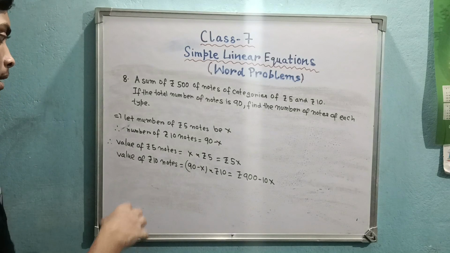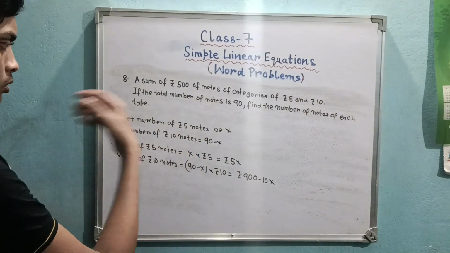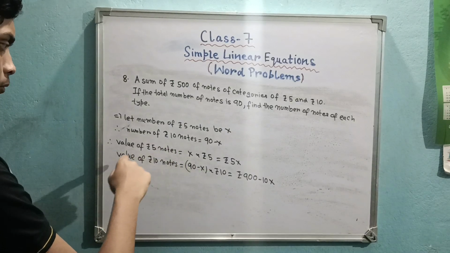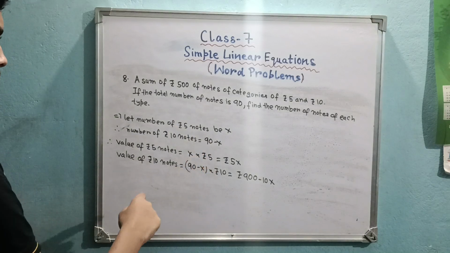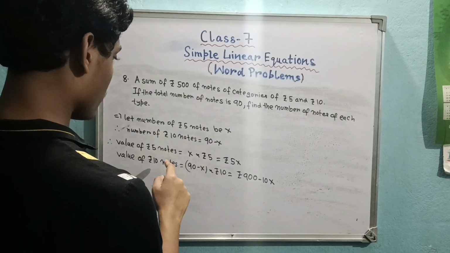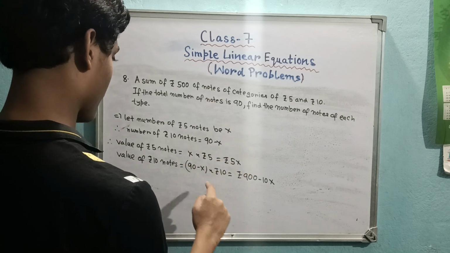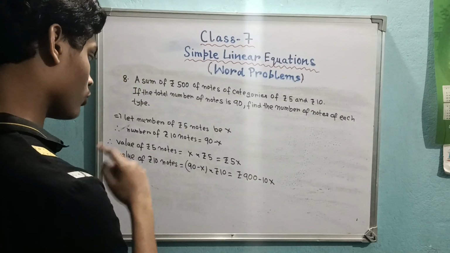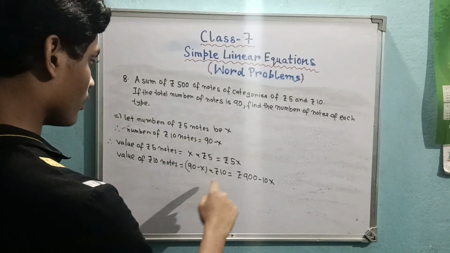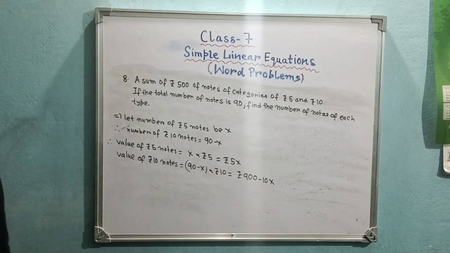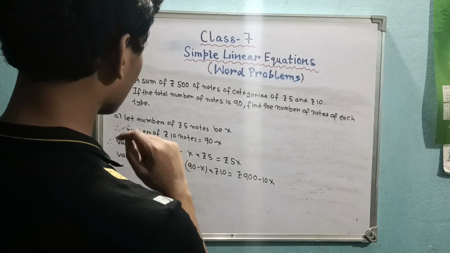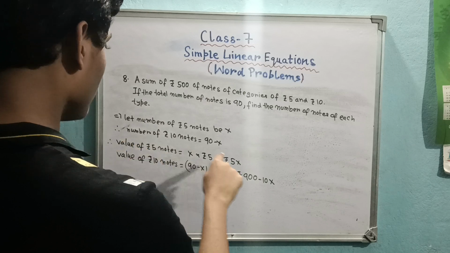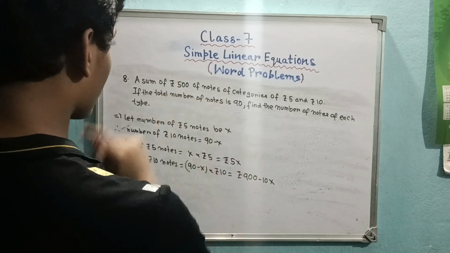So we have got the number of notes of rupees 5 and rupees 10 in terms of x, and their values. The value of rupees 5 notes is x notes into rupees 5, that is rupees 5x, and the value of rupees 10 notes is rupees 10 into 90 minus x notes. Now it is given that the total sum is rupees 500. That means by adding these two values, we will get the sum as rupees 500.